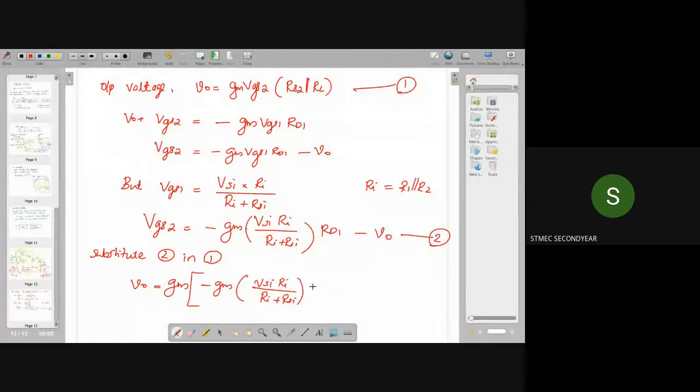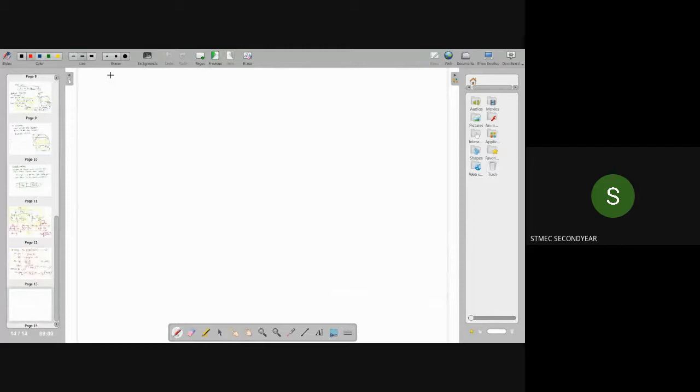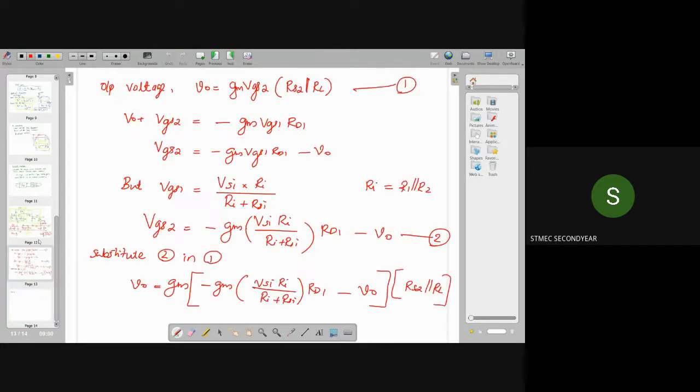Into RD1 minus V naught. This is GM into VGS2 into RS2 parallel RI. So this is our expression for output voltage. Now you can simplify this. That is, output voltage is equal to, I am multiplying with this GM2. Sorry, here output voltage is actually, this is GM2.